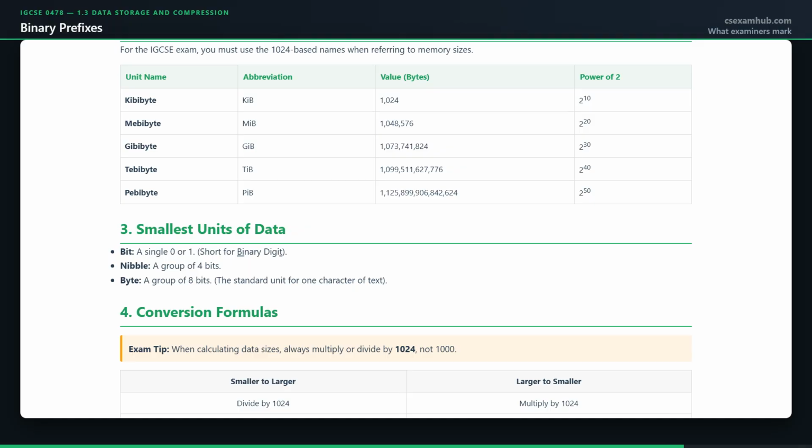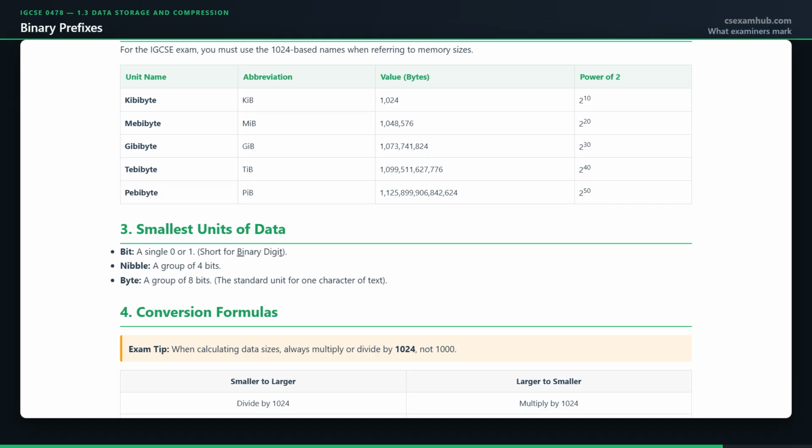A bit is one binary digit, a nibble is 4 bits, a byte is 8 bits. The nibble is the one people forget, and it appears in questions about hexadecimal, because one hex digit is exactly one nibble. And one habit worth adopting for the whole of topic 1.